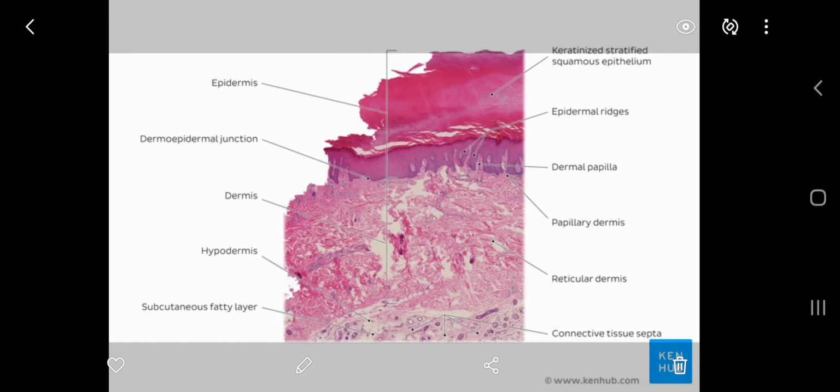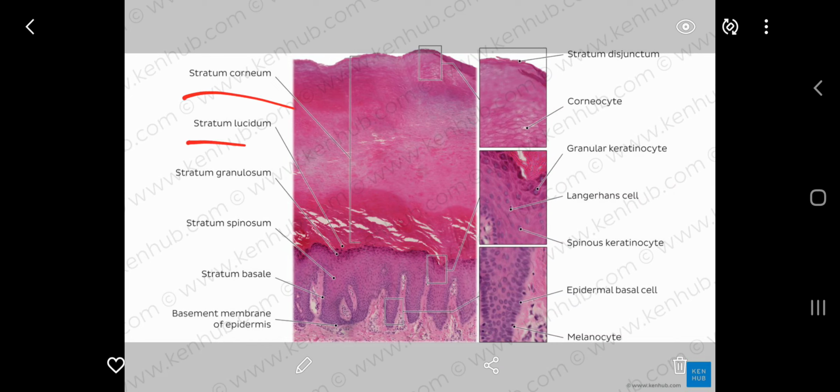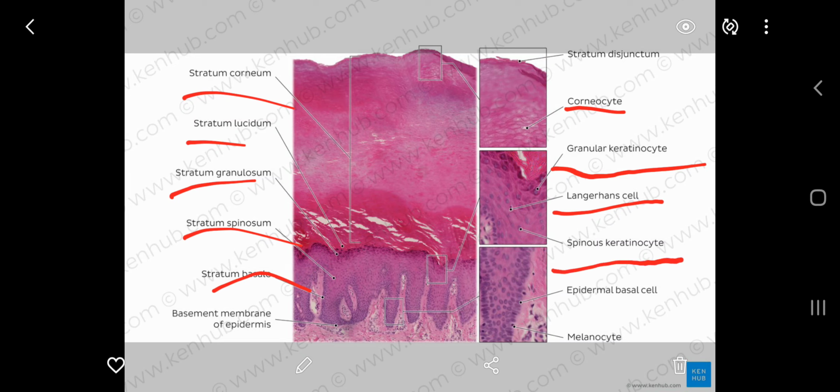You can see the stratum corneum, stratum lucidum, stratum granulosum, stratum spinosum, and stratum basale. There is a layer as well, the basement membrane of epidermis, which is basically the stratum basale only. There are a lot of cells as well, like the corneocytes, the granular keratinocytes, the Langerhans cells, the spinous keratinocytes, the epidermal basal cells, the melanocytes. These are basically different cells in the skin that work differently. I will explain all these cells in the next part on the skin.